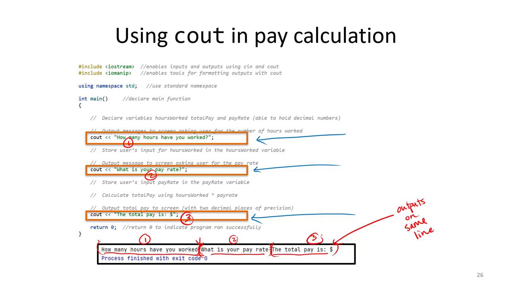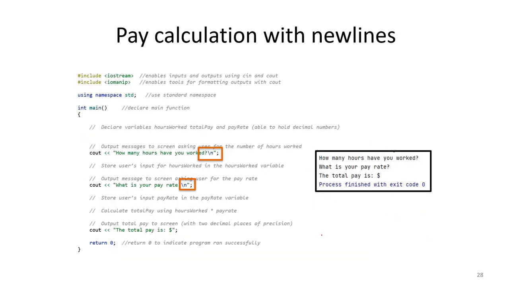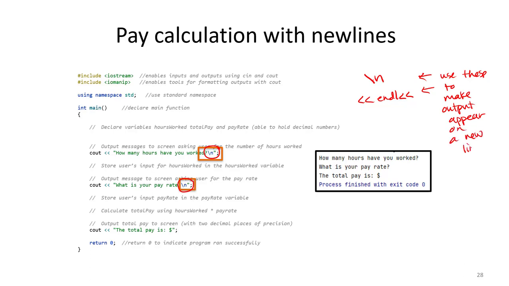So instead of outputting that way, we can add this \n, or we can use endl. We can use these to make the output appear on a new line. Notice in this case, the \n will create a new line after the output.